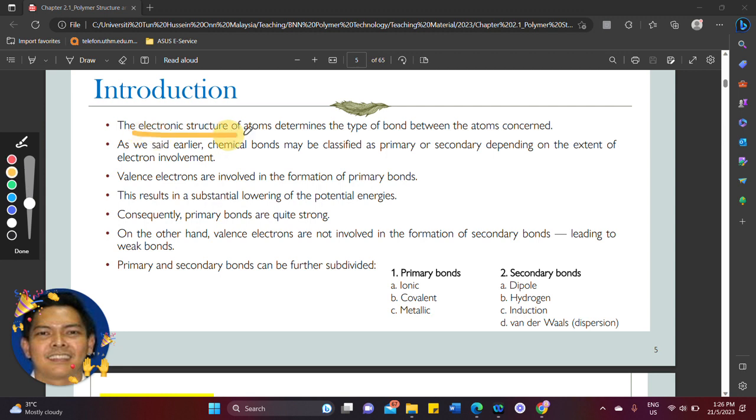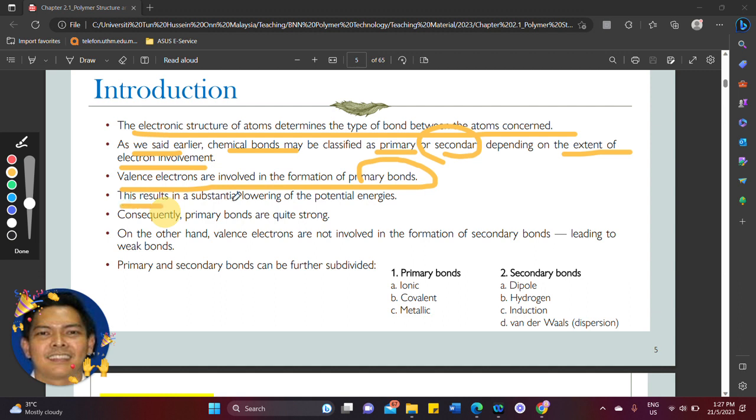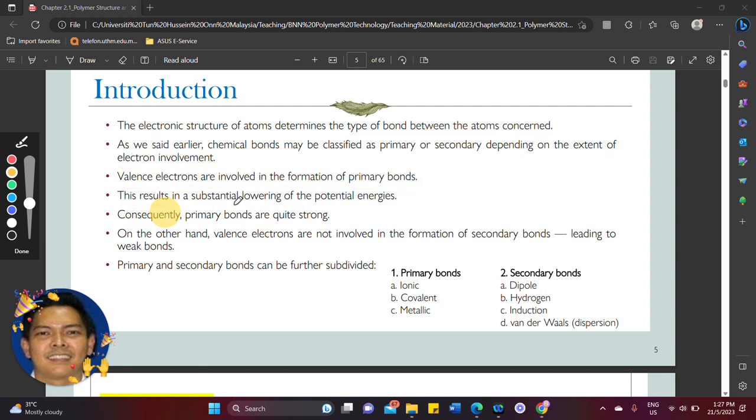The electronic structure of an atom determines the type of bond between the atoms concerned. As we said earlier, chemical bonds may be classified as primary or secondary, depending on the extent of the electron involvement. The valence electrons are involved in the formation of primary bonds. This results in substantial lowering of the potential energy. Consequently, primary bonds are quite strong. On the other hand, valence electrons are not involved in the formation of secondary bonds, leading to a weak bond.